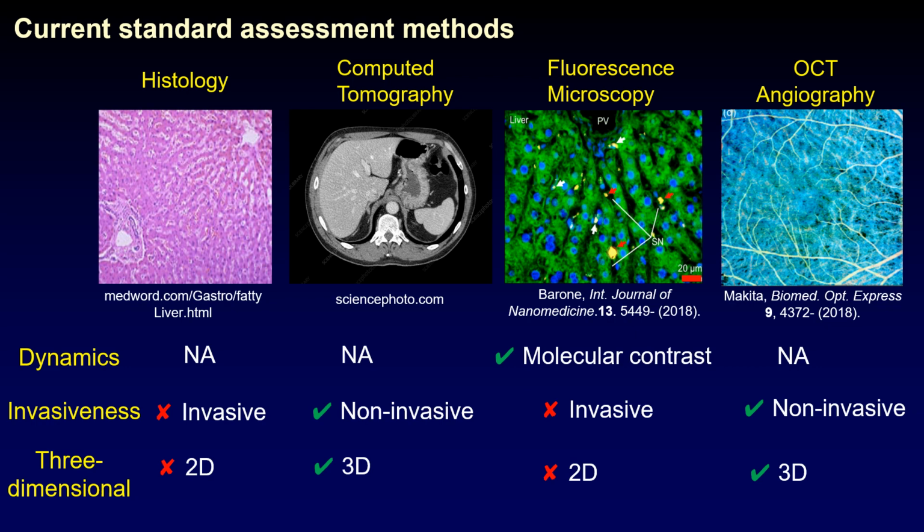OCT-based methods such as OCT angiography are non-invasive, can reveal three-dimensional microvasculature, and have been widely used in ophthalmology. This method is only suitable for blood flow imaging and cannot be utilized for tissue dynamics. So our strategy in this research is to use an imaging modality which can visualize and quantify the dynamics around microvasculature of a tissue.